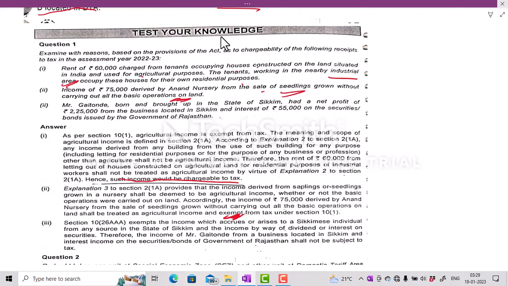Mr. Gaitonde, born and brought up in the state of Sikkim. He is Mr. The exception is only for Miss, so woman. He had a net profit of 2.25 lakh from business located in Sikkim and interest of 55,000 on securities bonds issued by the government of Rajasthan.